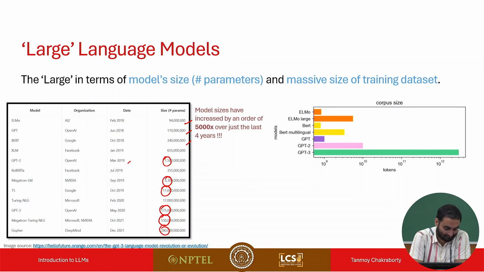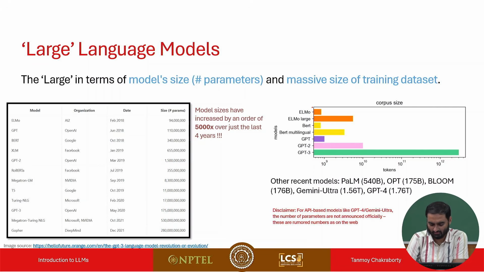Okay, but if you see the parameter size increase, right? The parameter size has increased by 2,000 times, 5,000 times roughly in 4 years. Okay, and at the same time, if you look at the corpus size that was used to train the model, ELMO used roughly 1 billion tokens to train the model. GPT-2, GPT-3, much higher than that.